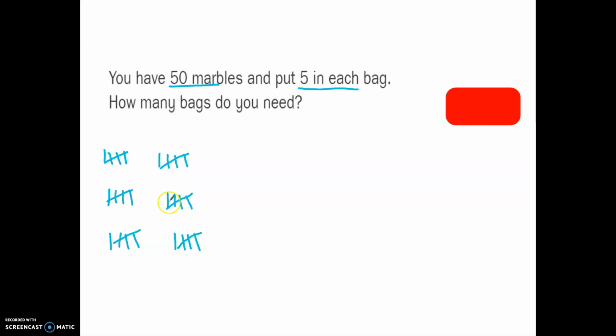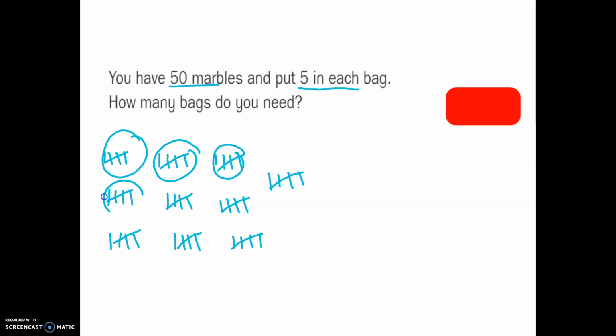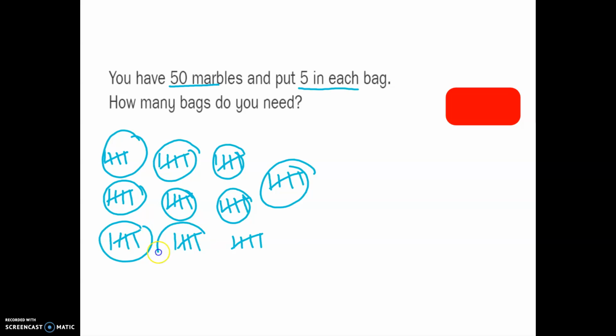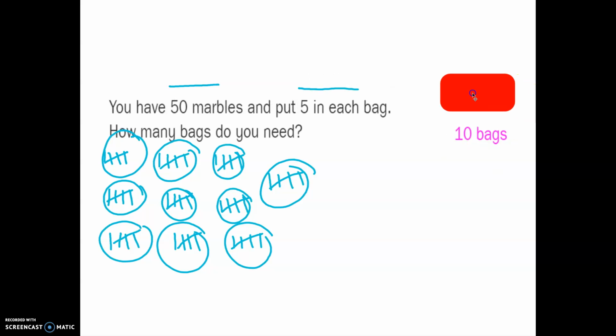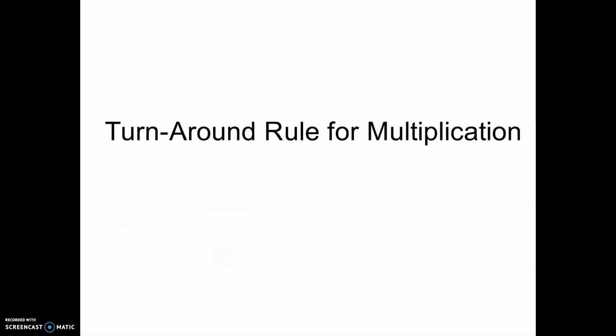5, 10, 15, 20, 25, 30, 35, 40, 45, 50. How many bags do I need? 1, 2, 3, 4, 5, 6, 7, 8, 9, 10. So it's going to be 10 bags. There we go. If I can move that, 10 bags.